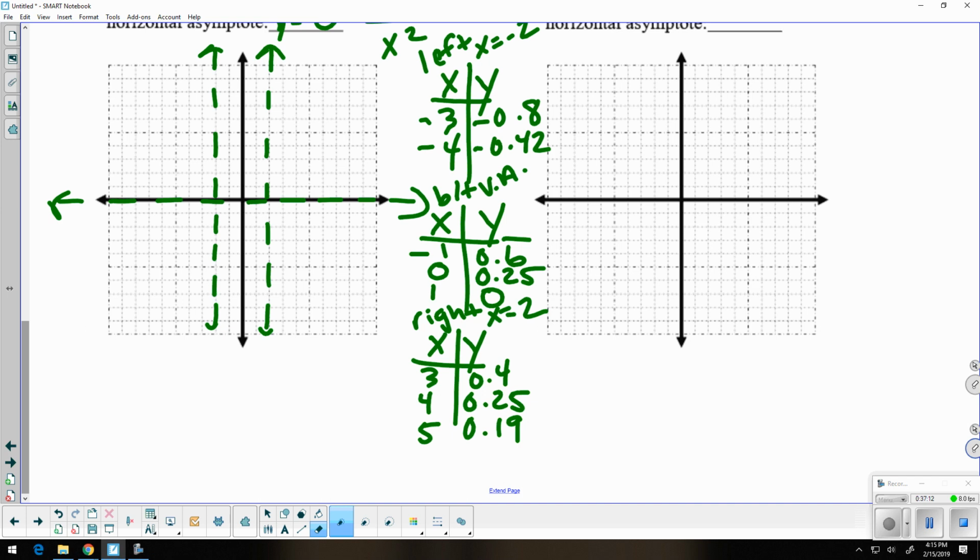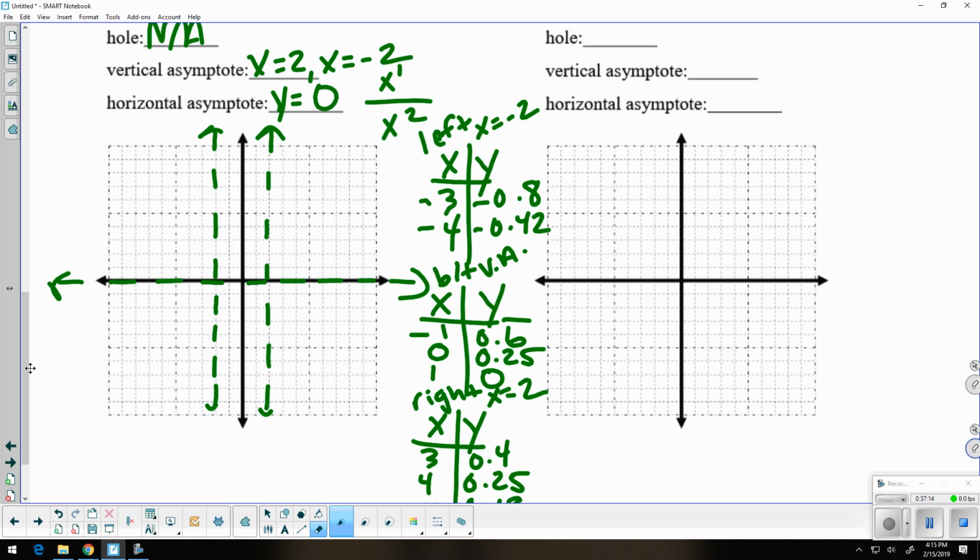Okay, so what is this going to look like? Let's graph it out now. So -3, -0.8. So going back 1, 2, 3, down 0.8. So that's almost to -1, right? Then going back 4, going down almost to -0.5. So here's this piece. It's just going to curve around just like that.